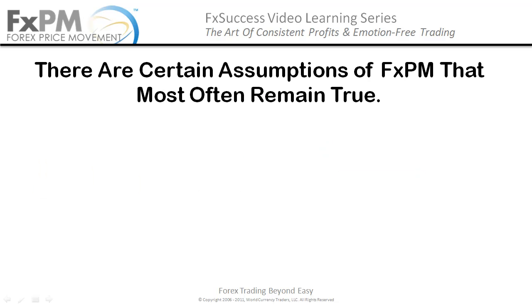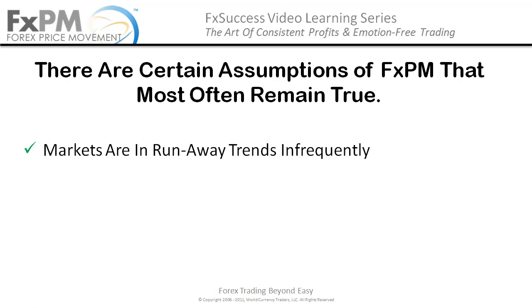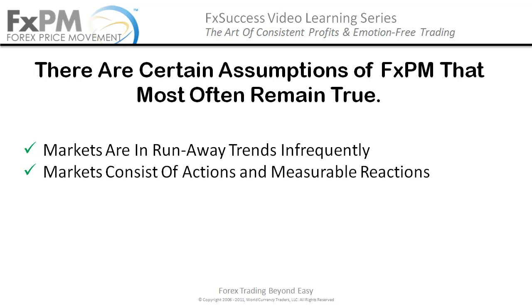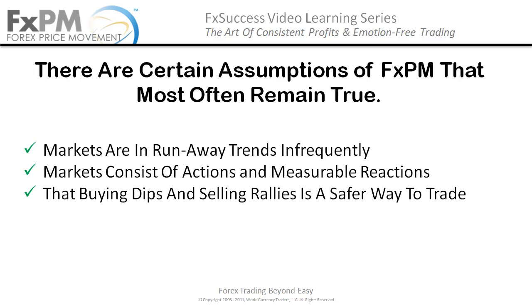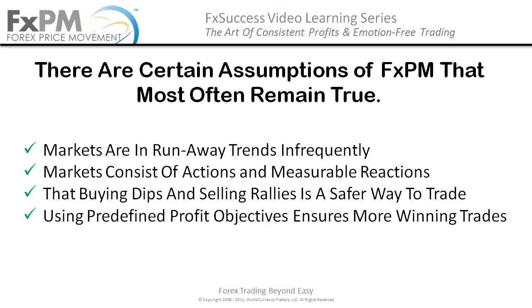There are certain assumptions of FxPM that most often remain true. The markets are in runaway trends infrequently. That markets consist of a series of actions and measurable reactions. That buying dips in an uptrend and selling rallies in a downtrend is a much safer way to trade, in that using predefined profit objectives ensures a high percentage of winning trades.